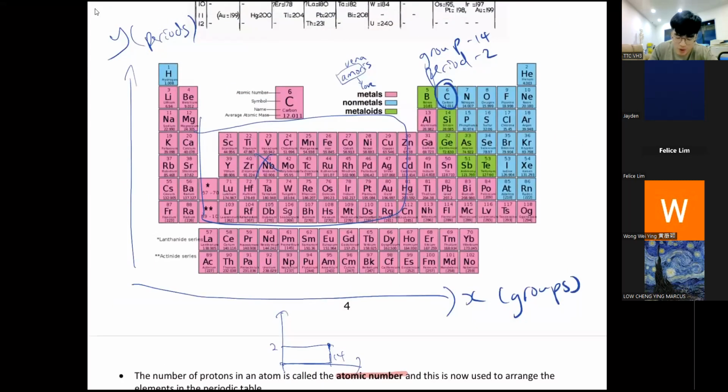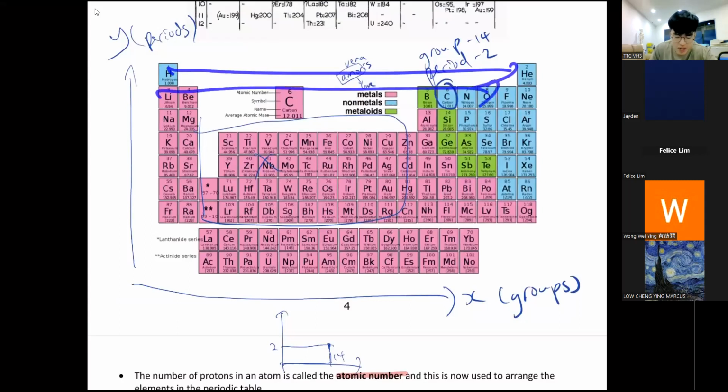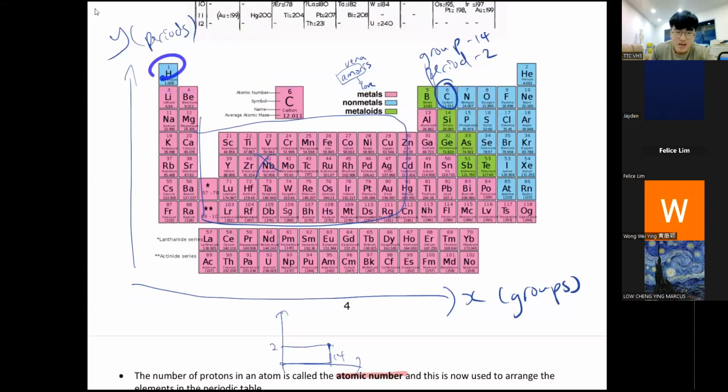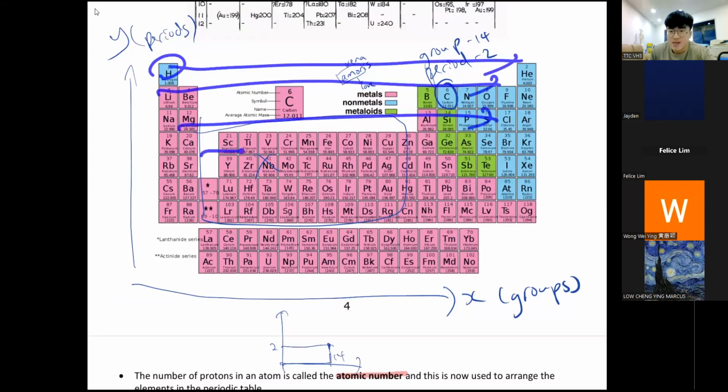So you read your periodic table like how you read your books. You read at the top left corner. You read from left to right. You read from top to bottom.